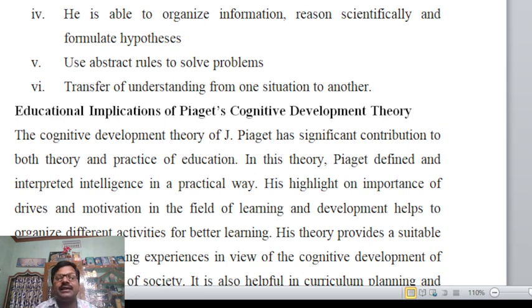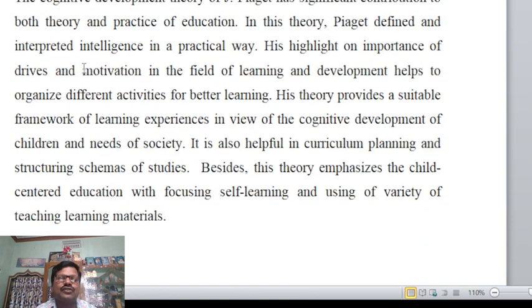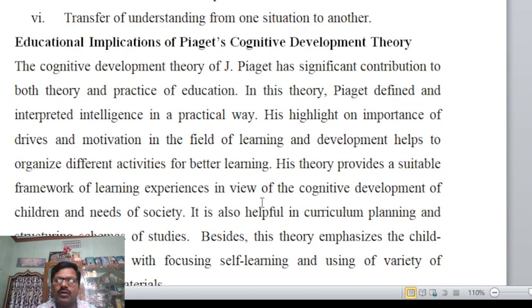Another important thing that happens during this stage is transfer of understanding from one situation to another. For example, he tries to solve problems by applying his thinking and knowledge from one situation to another situation. That happens. So in short, this is a brief discussion about the four stages of cognitive development according to Jean Piaget.